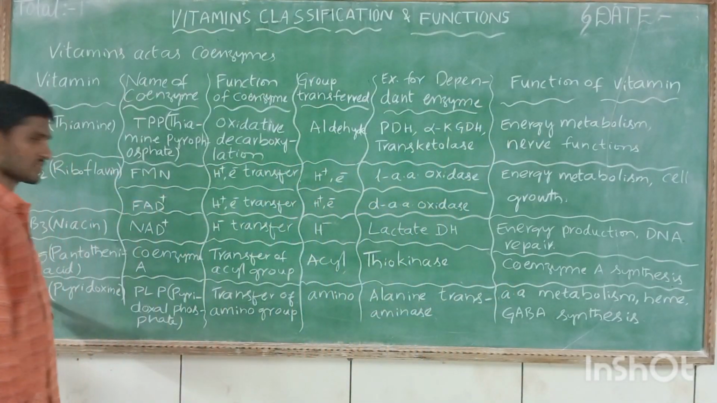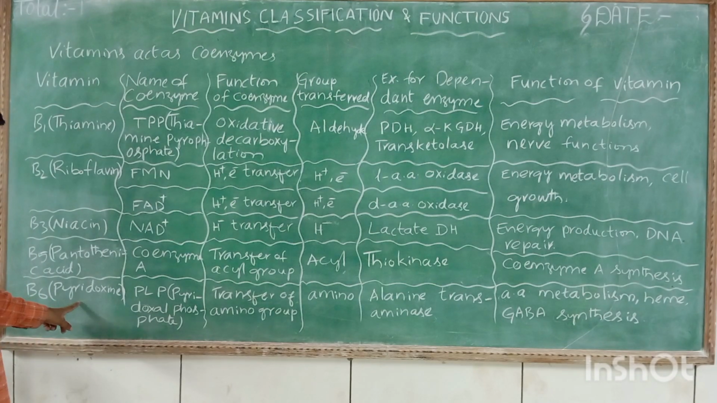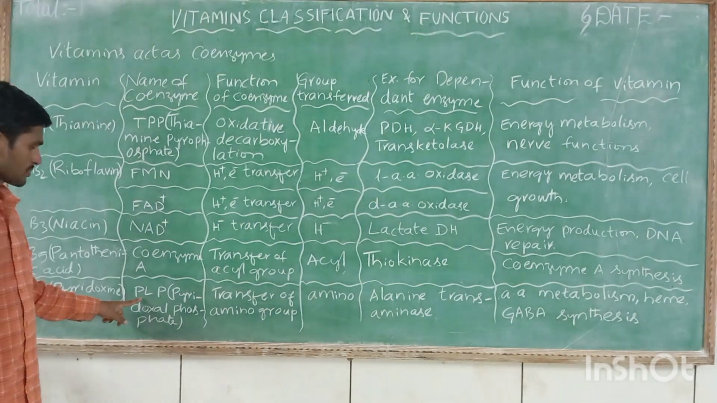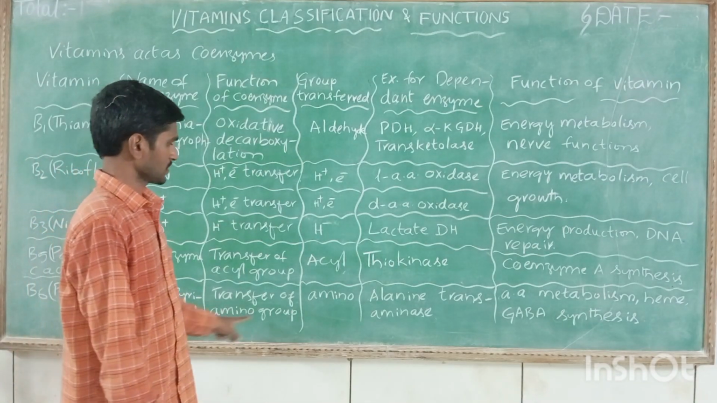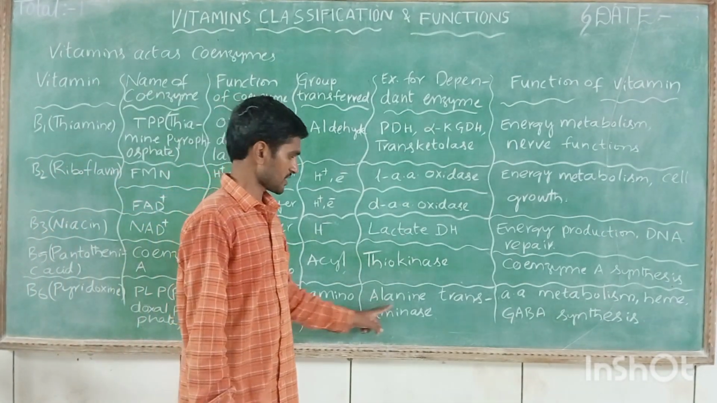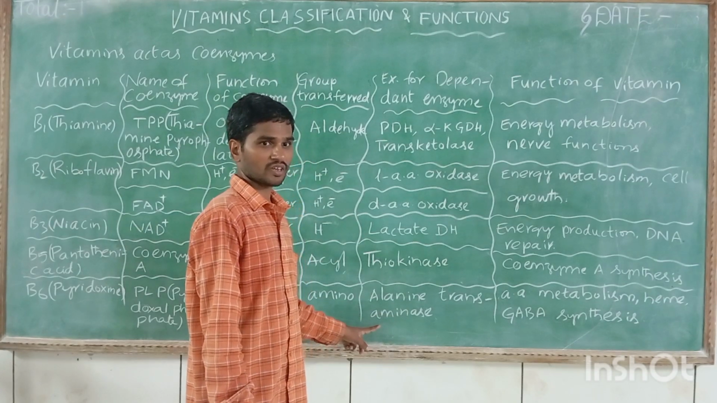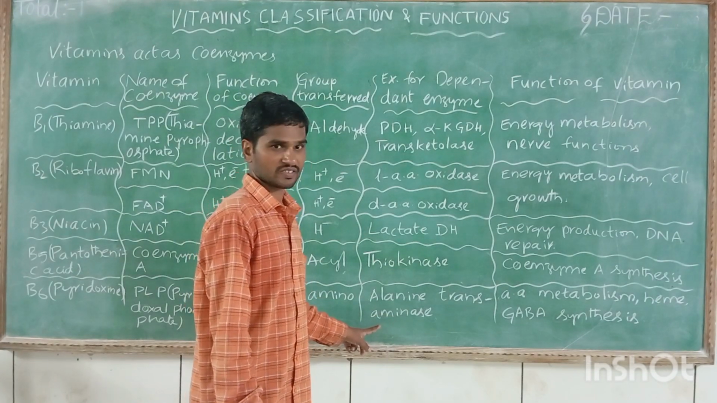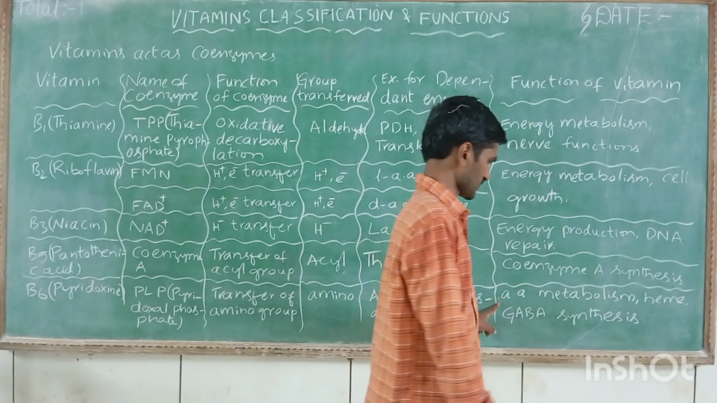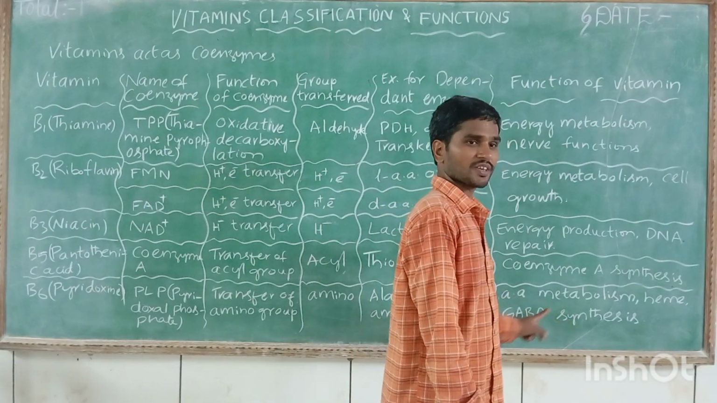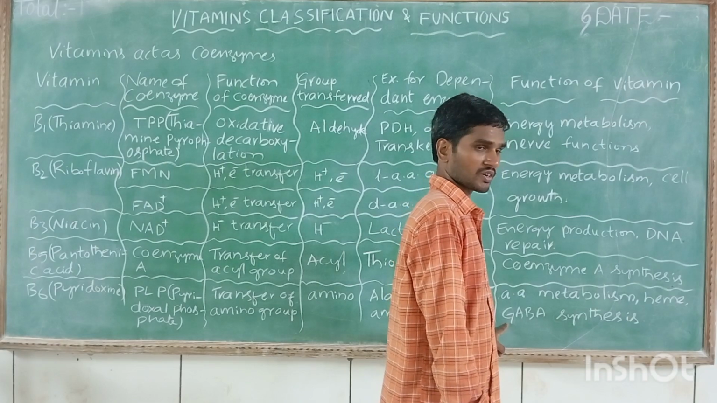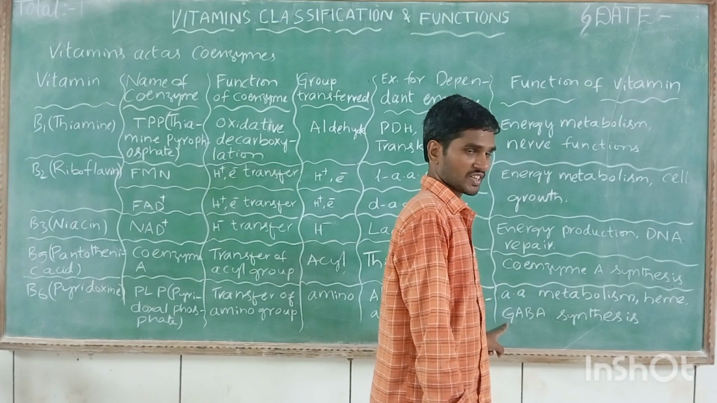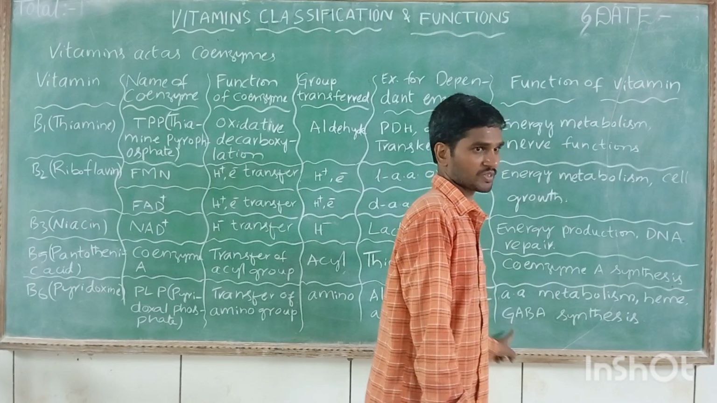Next, vitamin B6 is named pyridoxine. The coenzyme is PLP, pyridoxal phosphate. It transfers the amino group. An example enzyme is alanine transaminase, also called alanine aminotransferase. The function of vitamin B6 is amino acid metabolism, heme synthesis, and GABA synthesis. GABA is gamma aminobutyric acid. It is an inhibitory neurotransmitter.